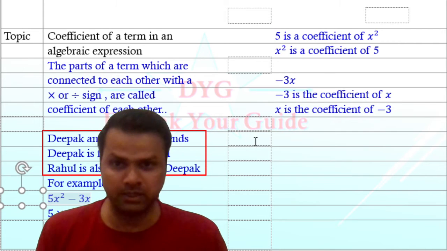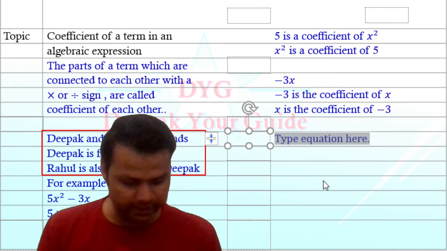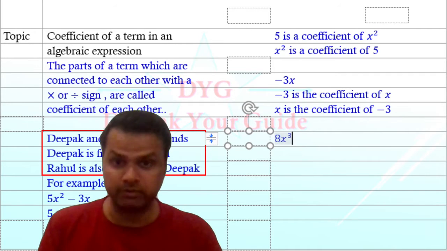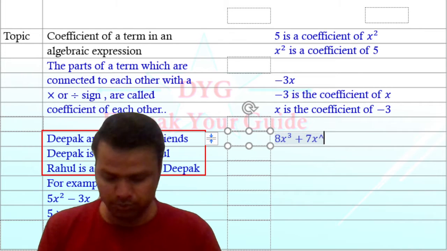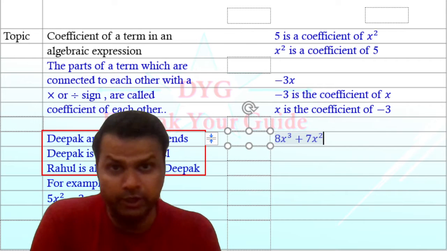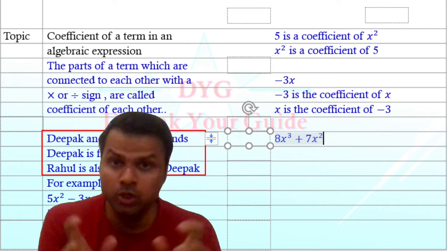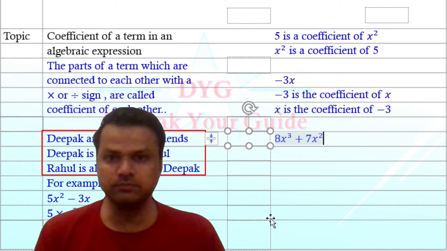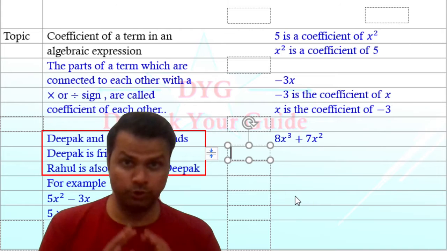Let's take another example and then you can try this question on your own. So let's say I am writing 8x to the power 3 plus 7x to the power 2. Now try this question. You can pause the video here and try answering this question. Try to identify the coefficient for both the terms. I'm sure you may have got the idea here. You may have got the answer.